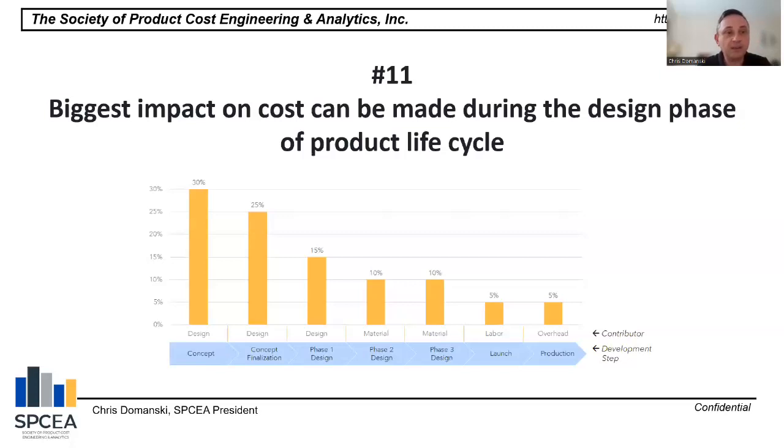Number 11, this is more about cost optimization. I know that a lot of you on the call are accountants and finance people who are reporting on existing costs for projects already in production. But with cost optimization, really the biggest impact you can make on cost is not after you go to production, but in design, especially early in design. At the concept phase is where you have the most potential to reduce cost.